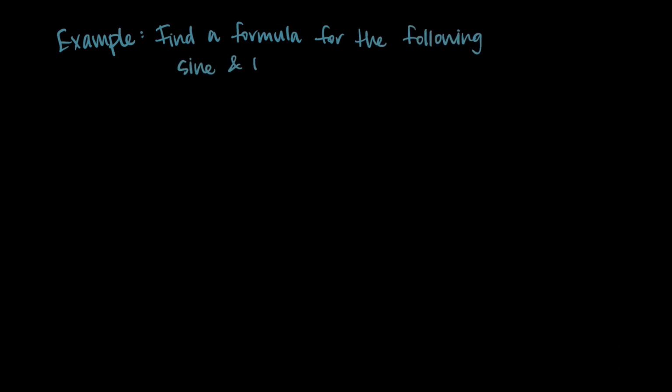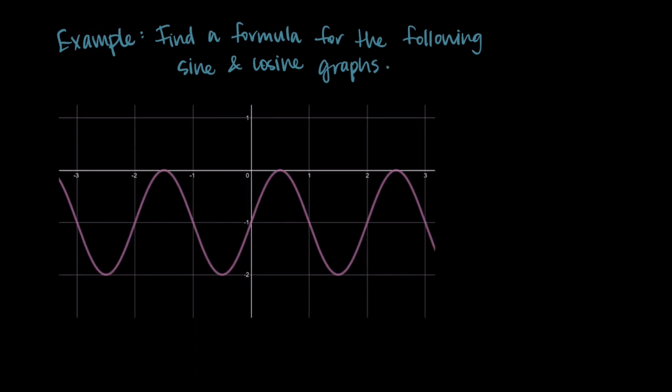Okay, so for this type of example we're going to work through, our goal is going to be to find a formula for either the sine or cosine graph. Part of what we're going to need to do is to determine if we want to use sine or cosine for our function. Here I'll give you a graph, and let's start with finding the period, amplitude, and midline. Identifying these things will help us incorporate them into the formula we want to write.